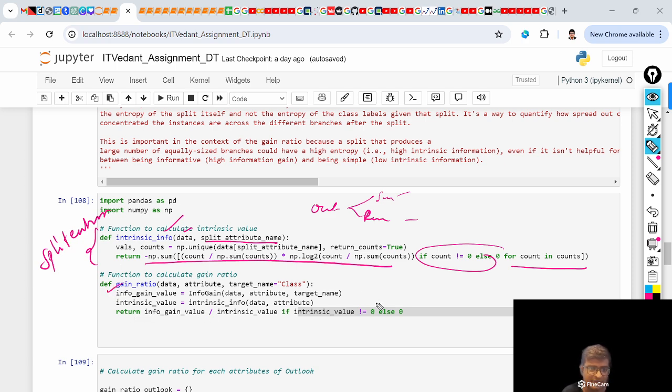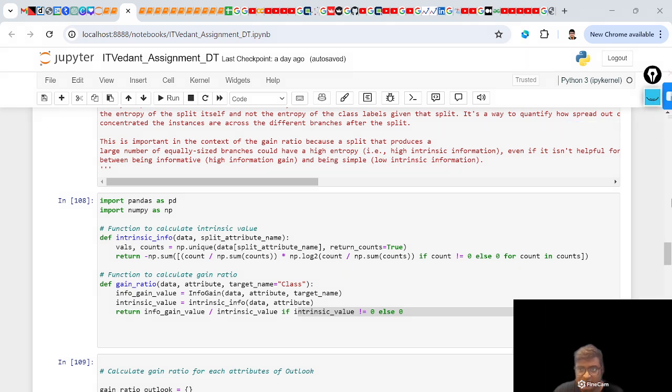And then we are writing a gain ratio function, where I am getting the information gain with respect to the class. And then I am calculating the intrinsic value by calling this function. Then I am dividing the information gain by the intrinsic value. And this also takes care of the division by 0 issue so that we do not get an error. This function will help us to get the gain ratio.